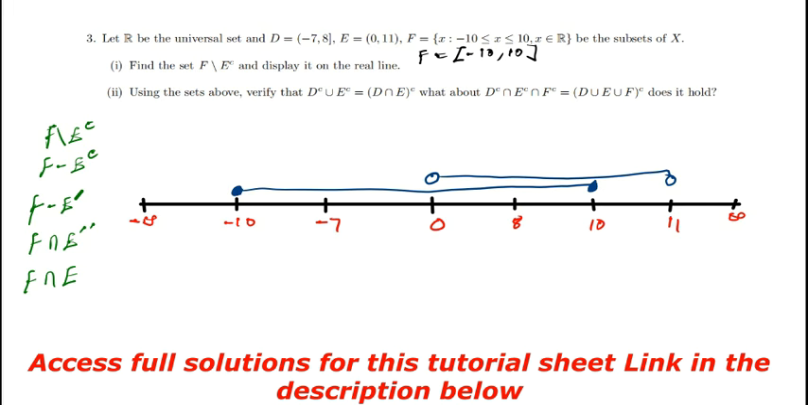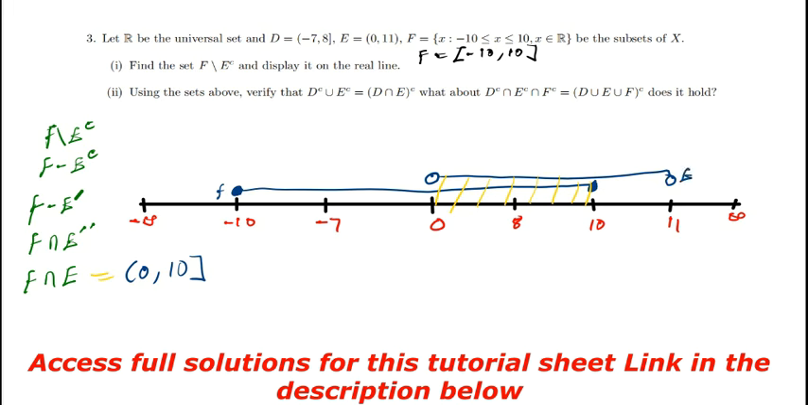So now where do these two intersect? You can see that the intersecting part is from 0 all the way up to 10. But is 0 going to be included? No. So it will be open at 0, all the way to 10. 10 is going to be included. Reason being, you can see that 10 is in set F. At the same time, 10 is also in set E.